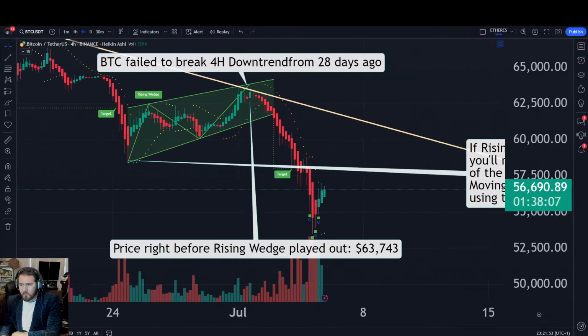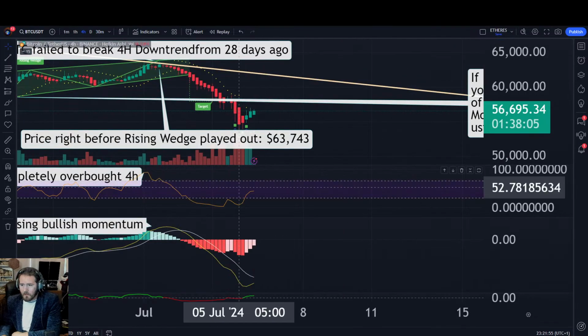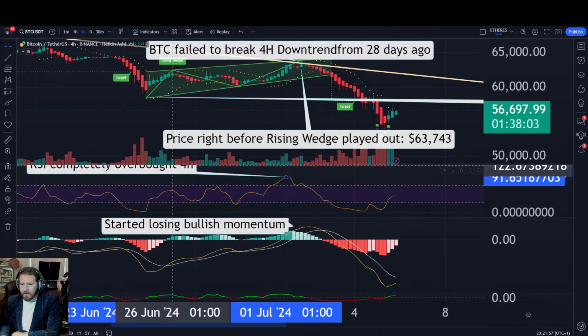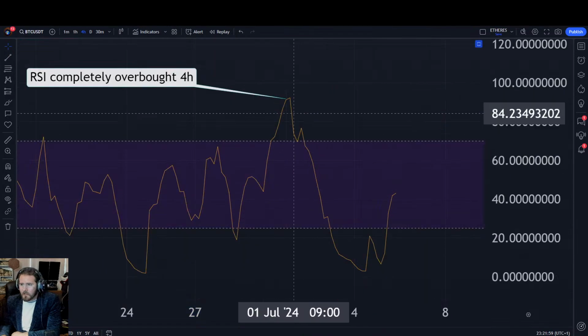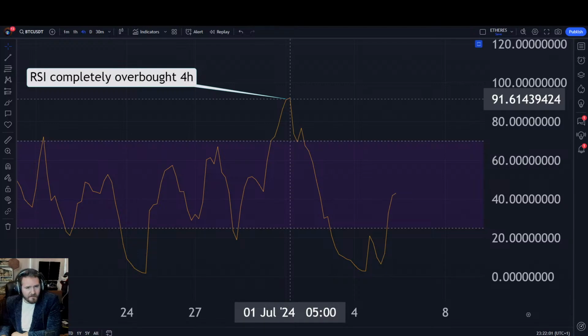Let me remind you one more time. The breaking point of this rising wedge was right here when the relative strength index was completely overbought. That was the absolute last moment people could have sold or gotten out with some profits before smart money, Germany, and other big players started dumping on our faces.